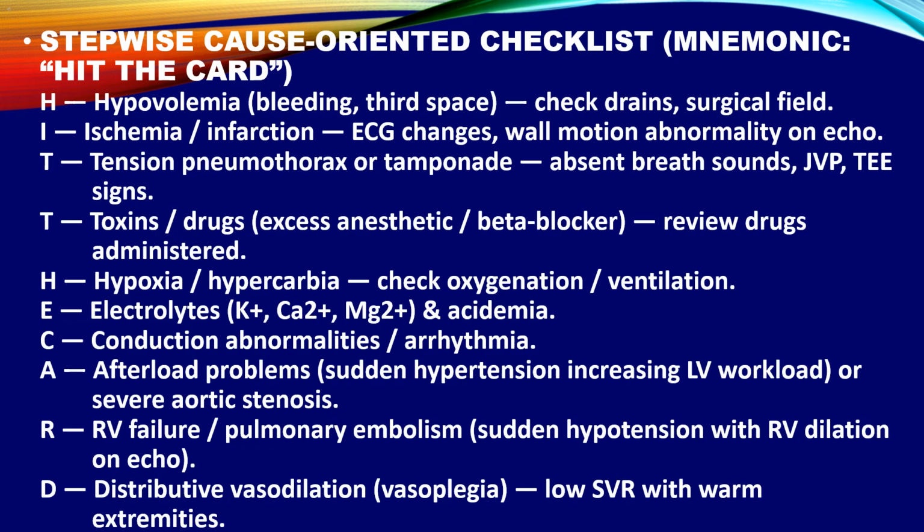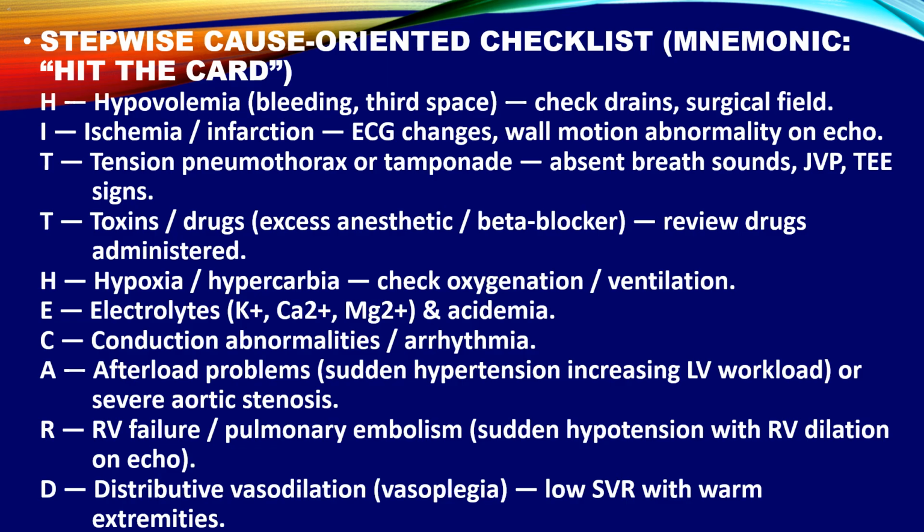4. E. Toxins, drugs. Review administered drugs for potential overdose or adverse effects, such as excess anesthetic or beta blockers. 5. H. Hypoxia, hypercarbia. Check oxygenation and ventilation status to rule out hypoxia or hypercarbia. 6. E. Electrolytes and acidemia. Evaluate electrolyte levels, potassium, calcium, magnesium, and acid-base status for potential disturbances.